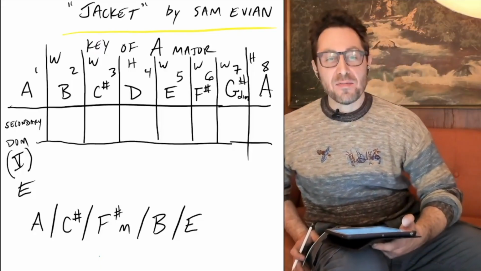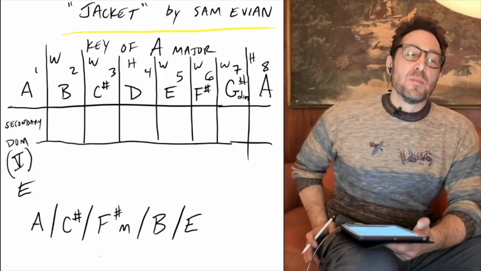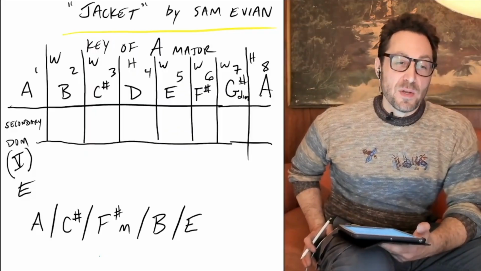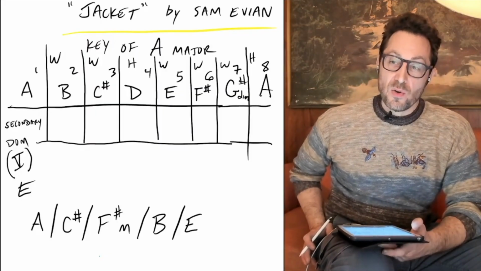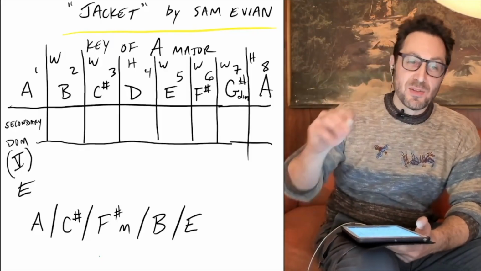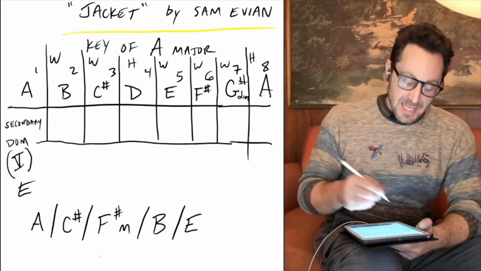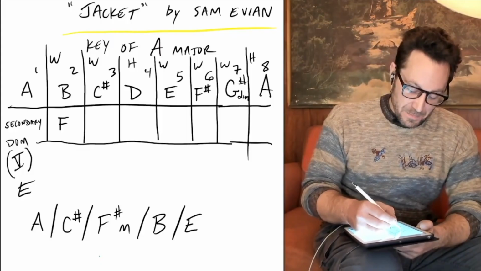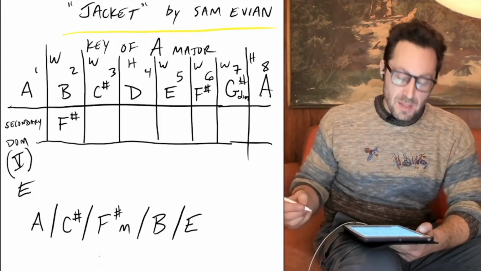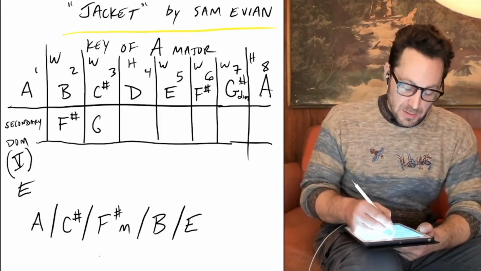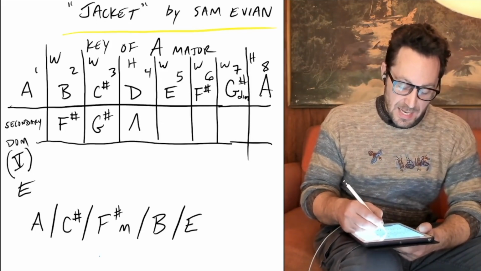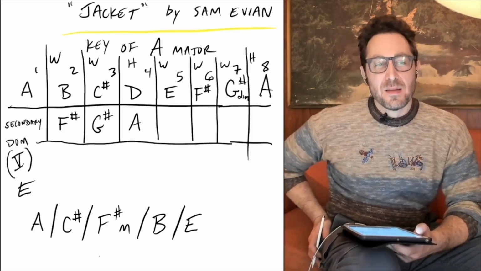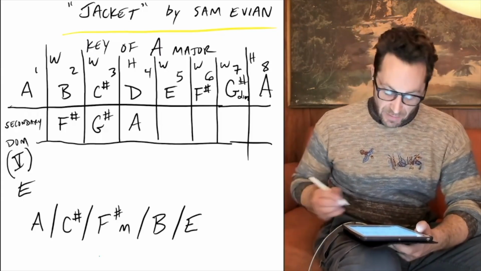Another word for 5 is dominant. So the 5 of A is E. We already got that one. But let's look at B. What's the 5 of 2? You got to know all of your scales, but I'll just tell you the 5 of B is F sharp. The 5 of C sharp is G sharp. The 5 of D is A. So we wouldn't really call it that because that's the 1. So we don't say the 5 of 4.